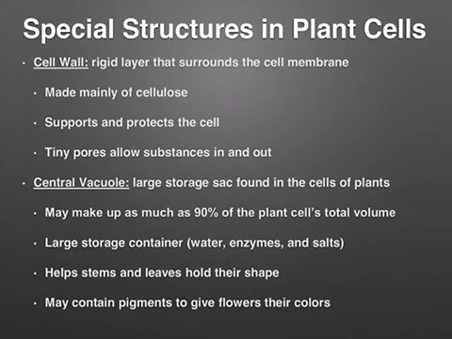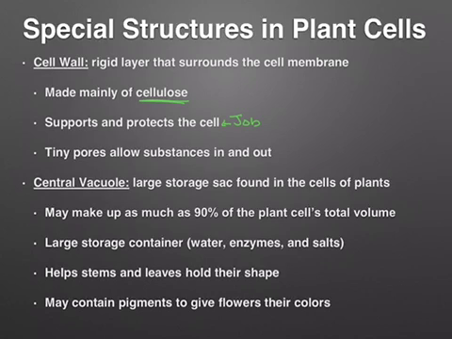Now we'll talk about some special structures that are just found in plant cells. Plant cells have a cell wall, and this is a rigid layer that is on the outside of the cell membrane. It's mainly made up of a compound called cellulose, and its job is to support and protect the cell. There are tiny holes in it to allow substances in and out.